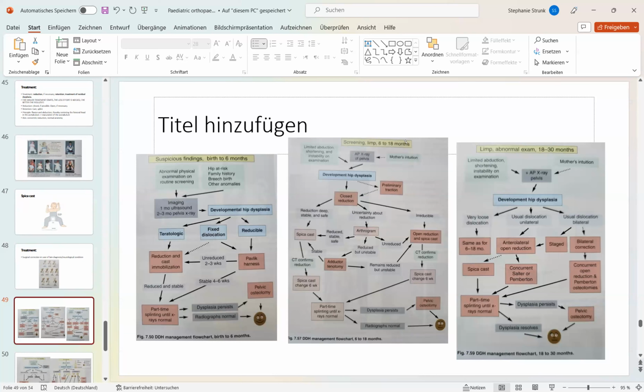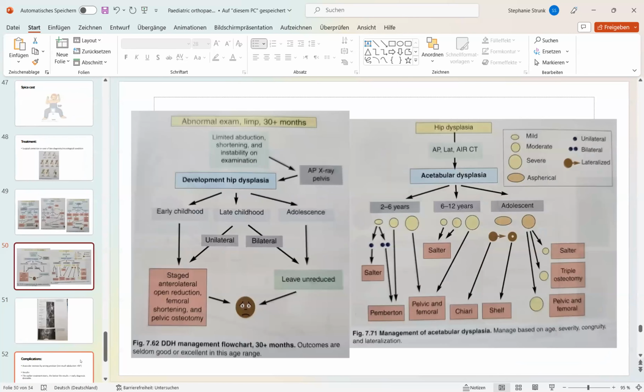Screening, 6 to 18 months, you see much more complicated. And here 18 to 30 months, even more complicated. And here you already see this is not a really positive smiley. This is not very nice. So the results are not that good if you start treatment later than if you start here. And even worse, abnormal exam, 30 plus months. It always leaves it unreduced. Surgical procedure, and this here does not look happy at all.